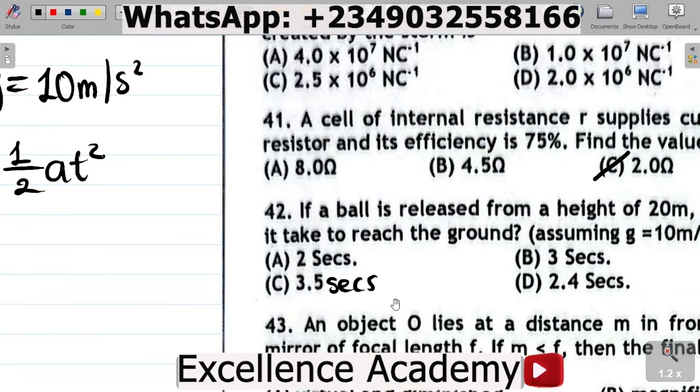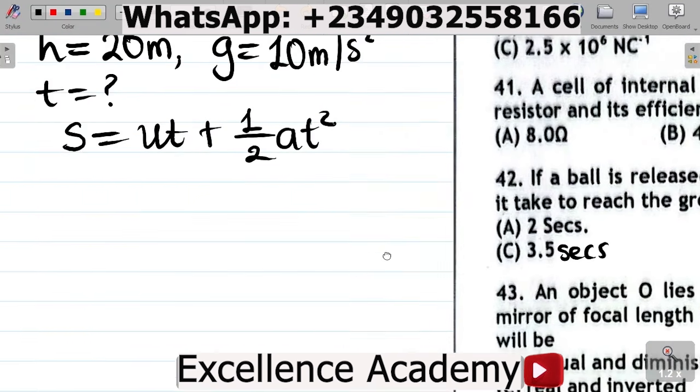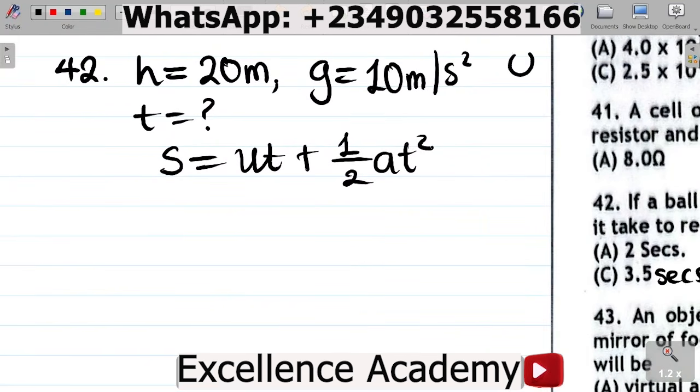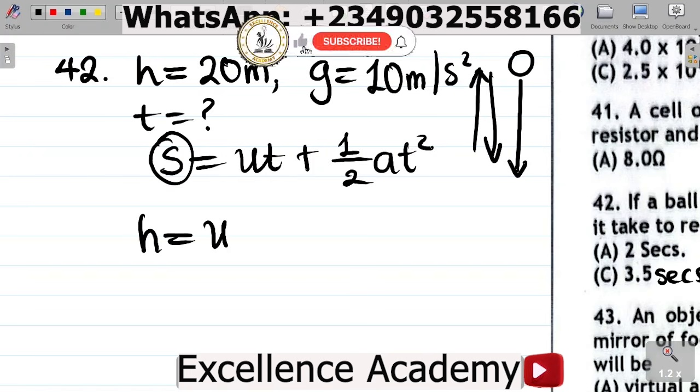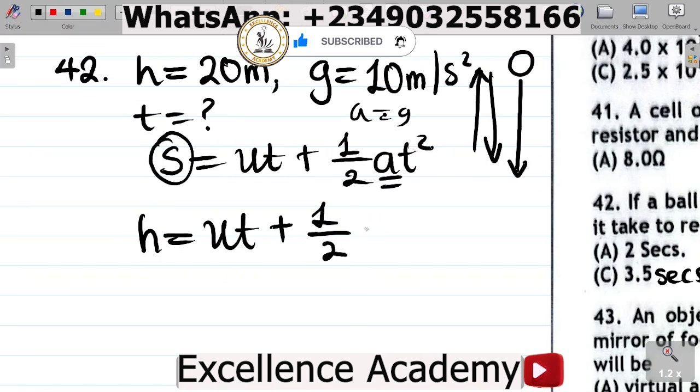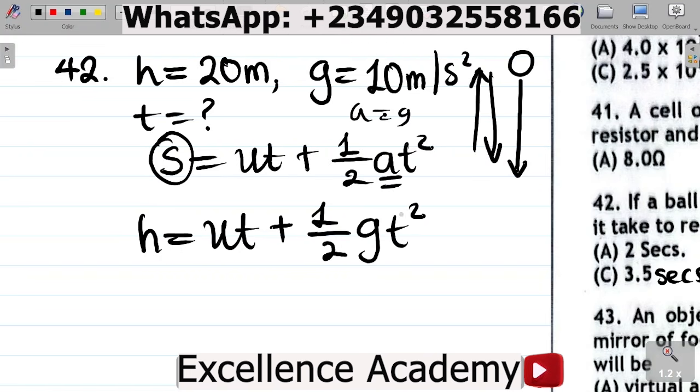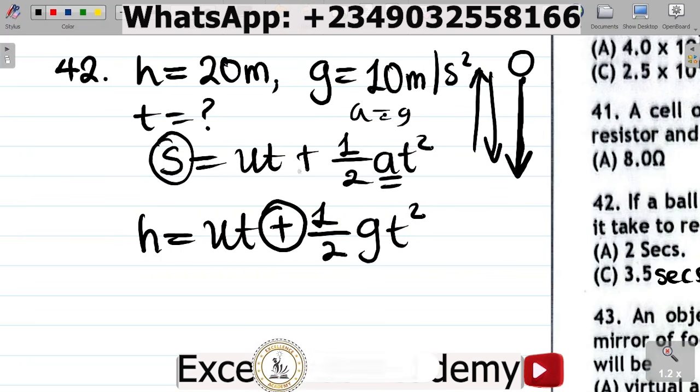We're using the same equation here, but in the concept of free fall. It is free fall because they said a ball is released from height. So basically, this ball is falling vertically downwards. And when a ball is moving vertically downwards or vertically upwards, we'll use the free fall concept. And in free fall, s is equal to h. So have that h is equal to ut plus half, then you have a. a becomes g in free fall. So I'll replace a by g and t squared. Since the body is falling downwards, the sign here becomes positive.